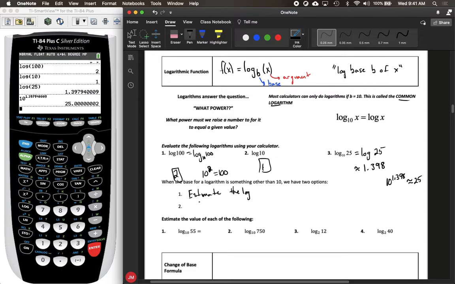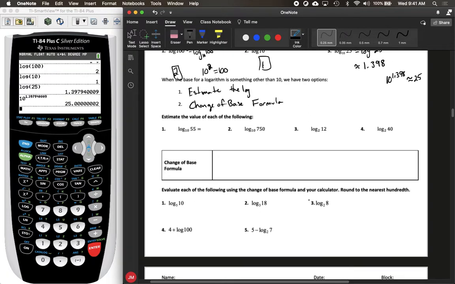So the second option then is going to be change of base formula. So that'll be a formula that you'll have to remember in order to find the exact value for the logarithm. And again, some calculators will actually be able to handle bases which are not 10, and if that's your calculator, I'll show you how to use that feature, but you should still know change of base formula.